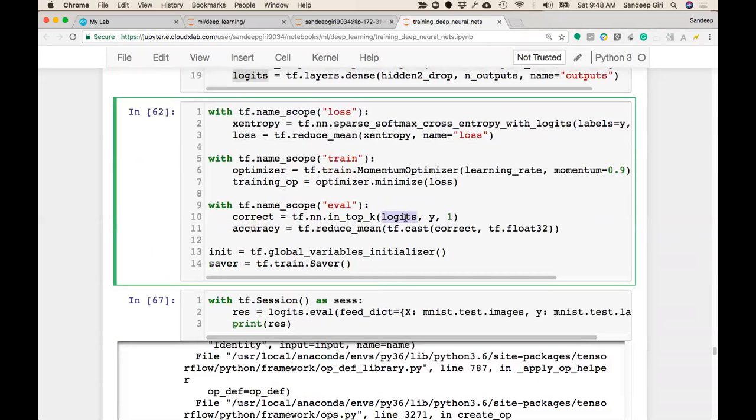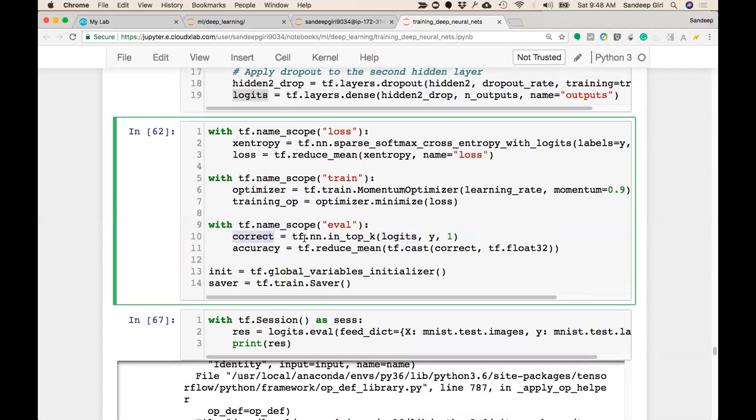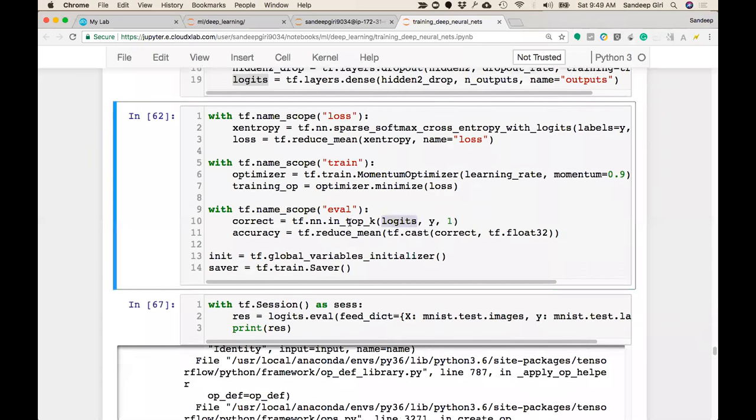Logits are nothing but the outcome of the last layer. What we are comparing is, this is our y. Is this one in the top most probable? With k as 1, that's it. Had this been 2, even if y comes second in the actual one, it's completely okay. If we say 3, if y is any of the top 3 of the logits, then this is completely okay. That's what in top K is doing.